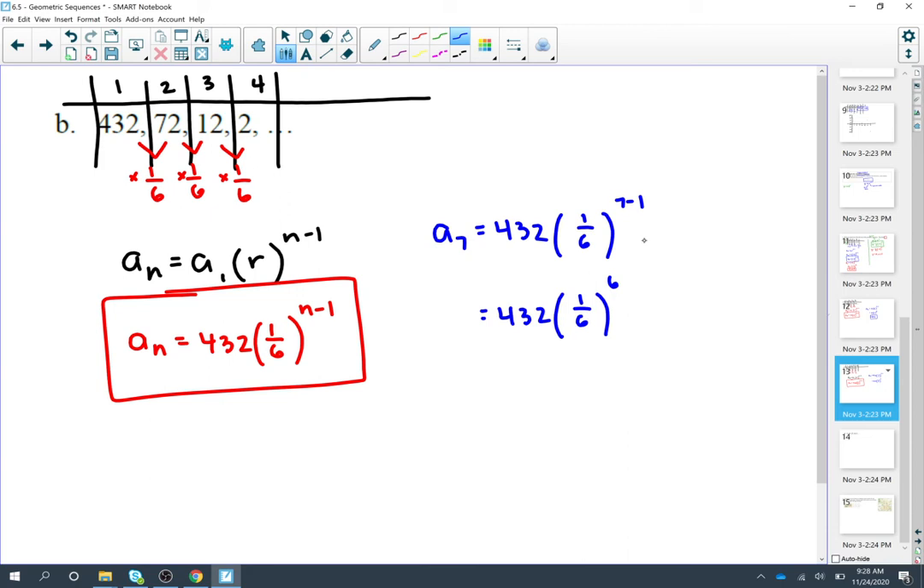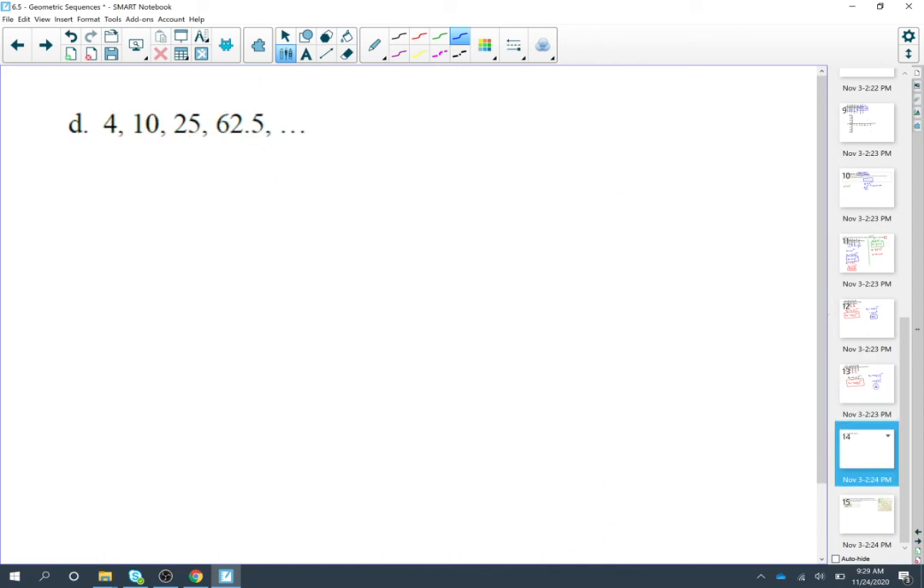Grab your calculator. 432 times 1/6 to the 6th is 1/108. If you're using a different type of calculator, please use Desmos, but you're going to get like 0.00925 or something like that. Don't give me that decimal. I want the nice neat fraction. Okay, last one of these. Again, pause the video, try it on your own, then when you're done, come back and see how you did.